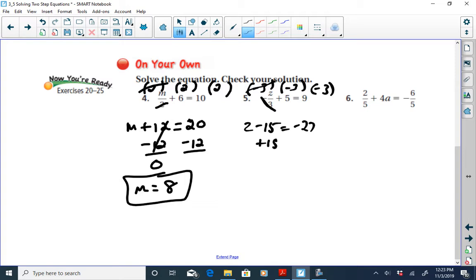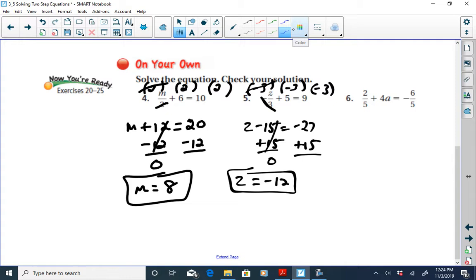I solved that equation by adding 15 to both sides of that equation. That's 0. So z is going to be equal to, what's that, negative 12. I check my answer. Negative 12 divided by negative 3 is positive 4. Positive 4 plus 5 is equal to 9. Right, so I see that that's the solution because it is the value that makes the equation true.